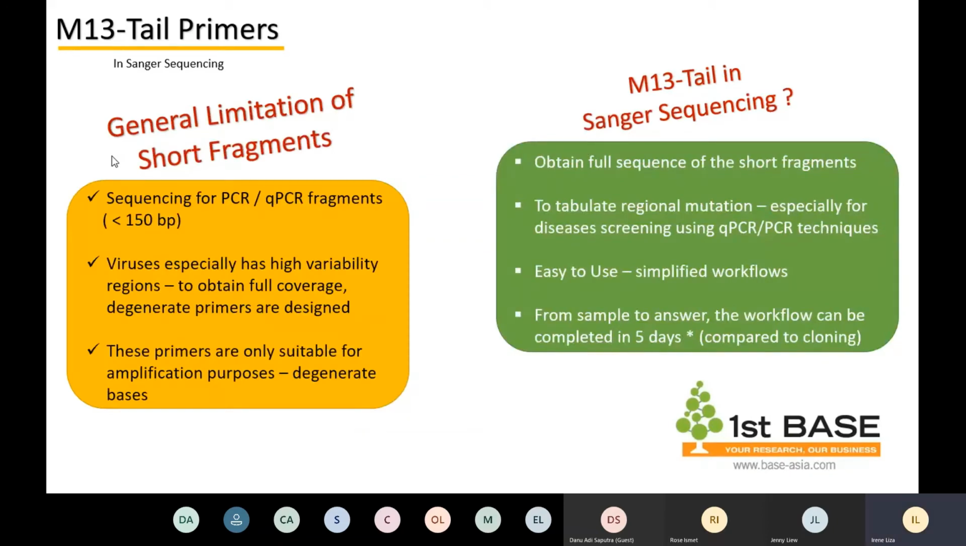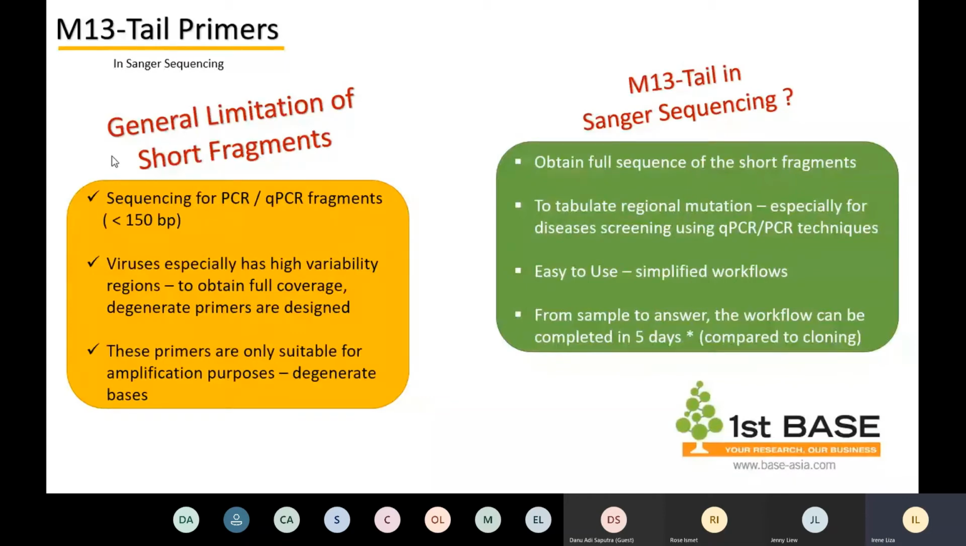So what are the general limitations when it comes to short fragments? For short fragments, basically involving PCR or qPCR of less than 150 bp, we see a lot of noise in the beginning, and you tend to lose a lot of sequence in the beginning. And when it comes to viruses, they have higher variability regions. So for you to obtain full coverage, you have to use degenerate primers. That's not only specific to viruses, but could also be done for other microorganisms as well. These degenerate primers are only suitable for amplification purposes.